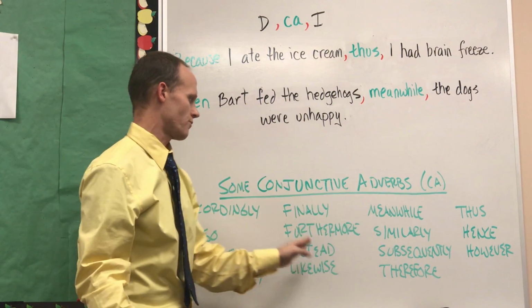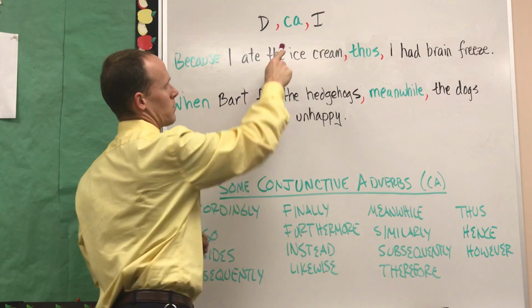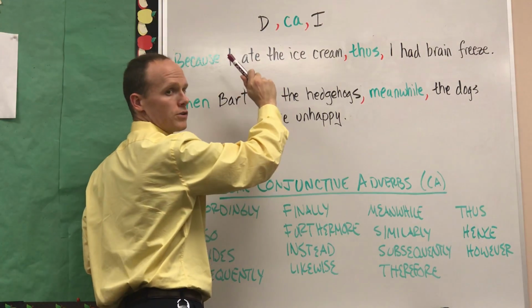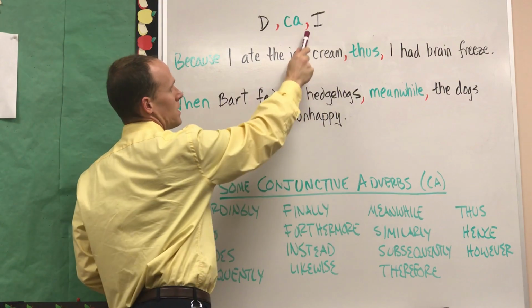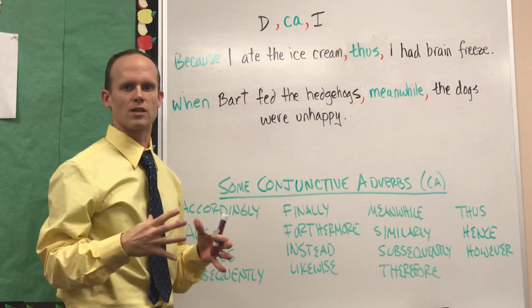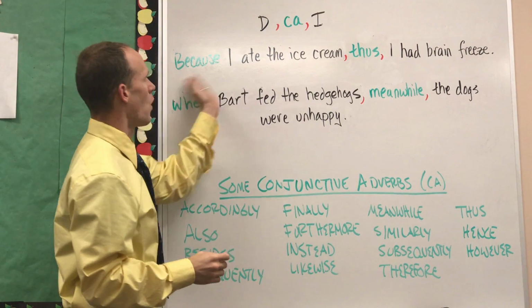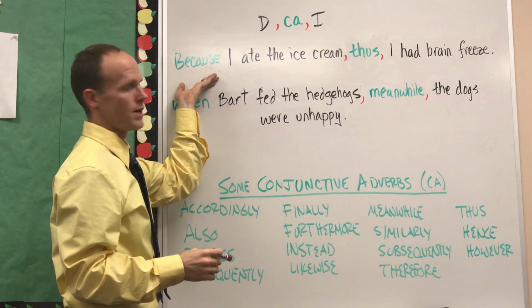CA is a conjunctive adverb, a transitional device, with commas around the transitional word, the conjunctive adverb, followed by the independent clause. Remember, an independent clause is a complete sentence, a complete thought. Okay? So I'm going to take a look at this first one right here.